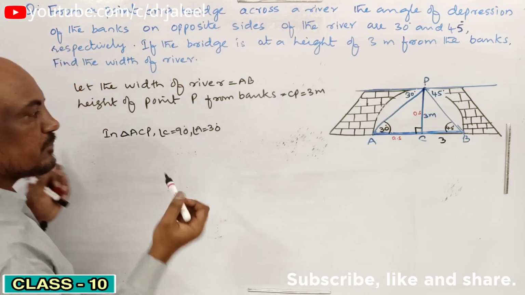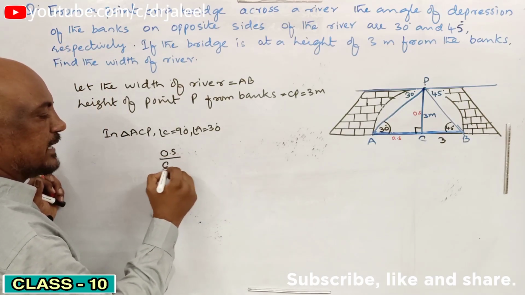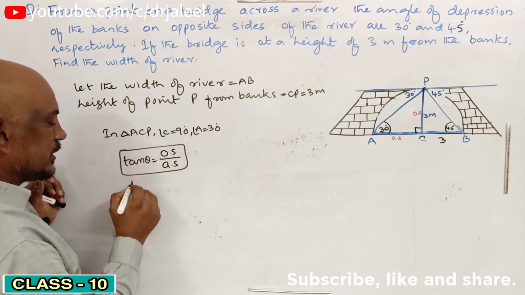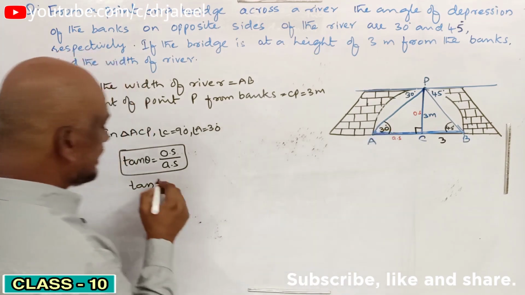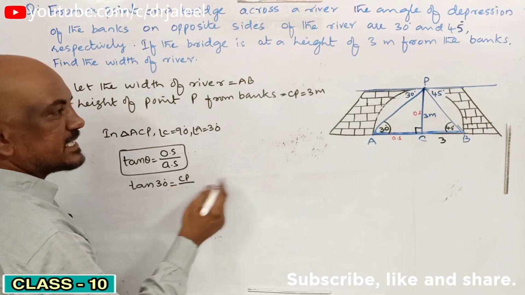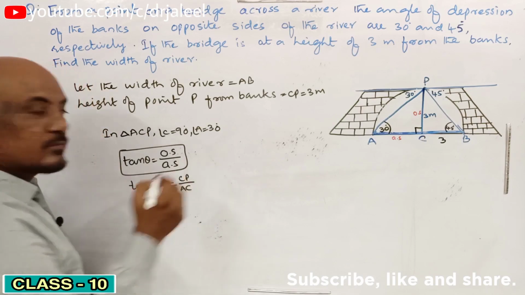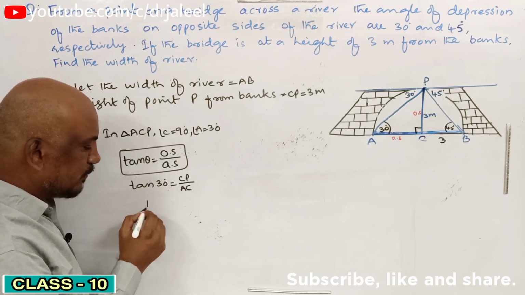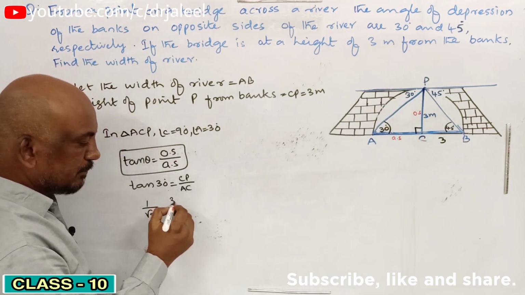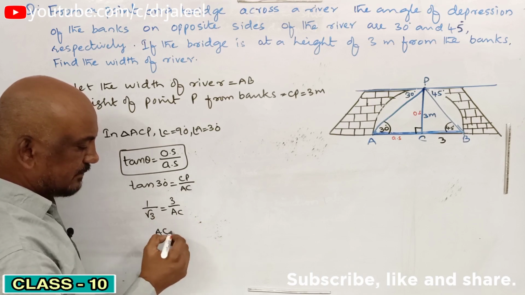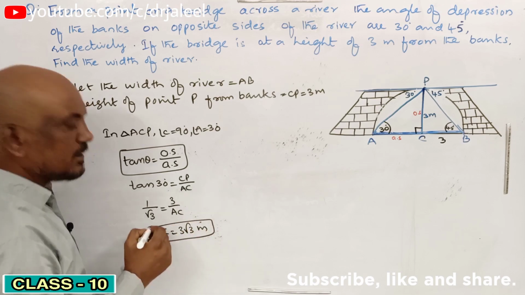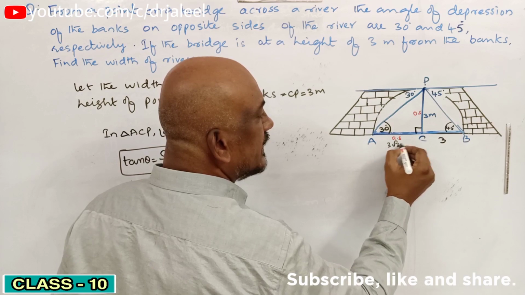So let's find the ratio. Opposite side by adjacent side is nothing but tan theta. So children, tan theta, what is theta this side? It is 30, equal to opposite side CP by adjacent side AC. Now tan 30 is 1 by root 3 from the table, and CP is 3, so 3 by AC. When you cross multiply, AC is equal to 3 root 3 meters. So how much did you get for AC? 3 root 3 meters.